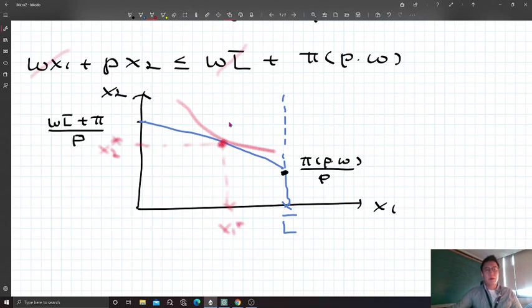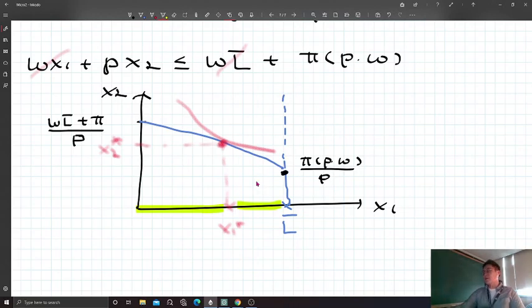Optimally, the consumer is going to enjoy leisure as much as x1 star. So the remaining part, L bar minus x1 star, this portion captures the optimal labor supply to the firm.